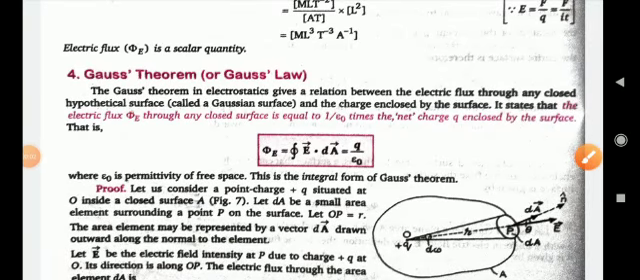Good morning once again. I will discuss Gauss theorem or Gauss law. What is the meaning of Gauss? Gauss is a unit of magnetic induction, equal to 1/10,000th of a Tesla. It is the meaning of Gauss.